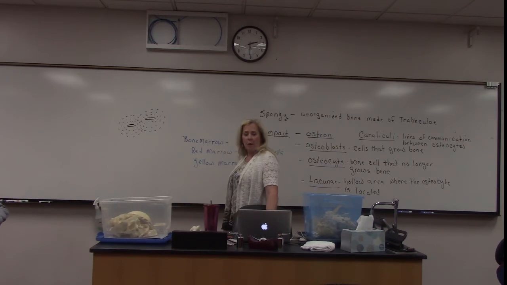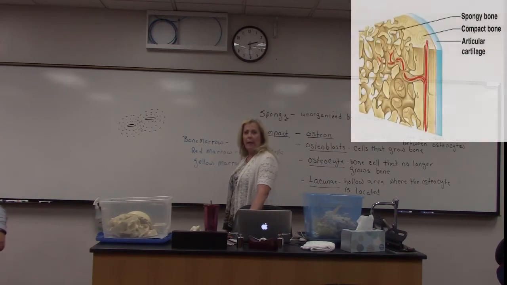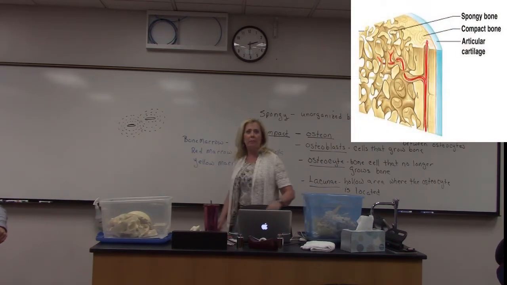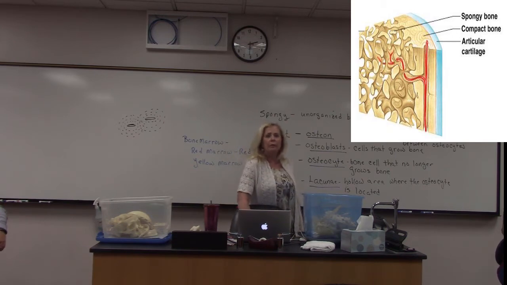So again, this is what our spongy bone looks like. And then a little bit more of a cartoon sort of picture. You can see this is the spongy bone, and each of these pieces of bone are the trabeculi. And then this is our compact bone.